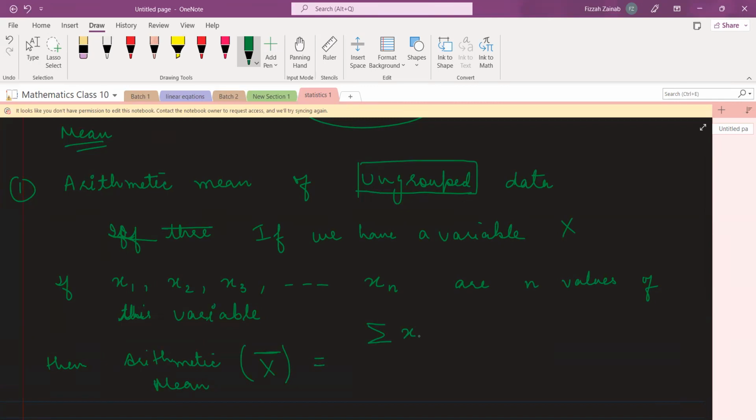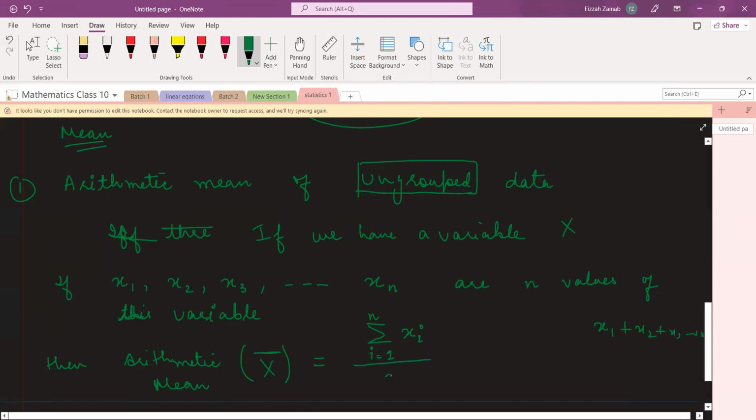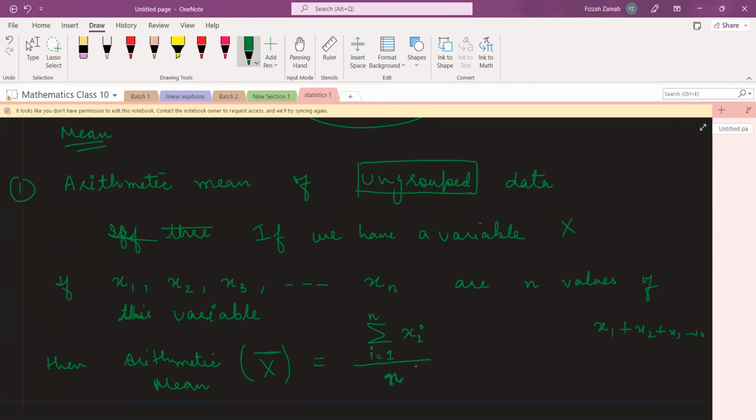So how we denote it? We write xi here, right? Now i can take up values from 1 up to n. Is that clear? So if I put an i here, i can be anything. Summation means you have to start from i equals 1 and go up to n. So first you write x1, then plus x2 plus x3 and then plus xn, and divided by total number of values, which are n here. So this is the formula for arithmetic mean.